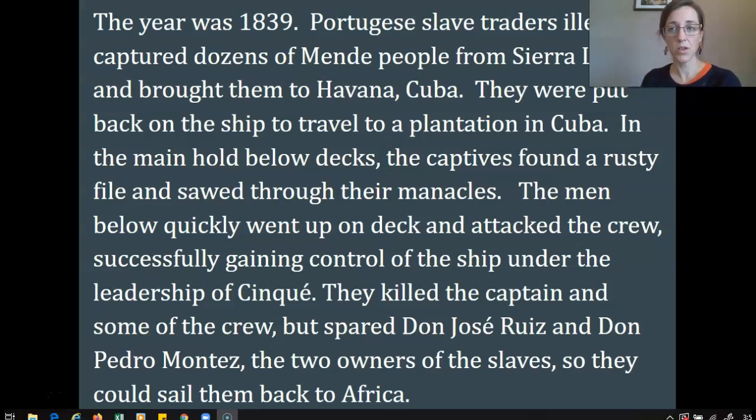They brought these captives to Cuba and were moving them to another place in Cuba. In the main hold below the decks, the captives found a rusty file, and they sawed through their manacles, through their cuffs. They quickly went up on deck, attacked the crew, killed most of them, and under the leadership of a man named Cinque, were able to regain control of the ship. They kept 2 men alive so that they could bring them back over to Africa.